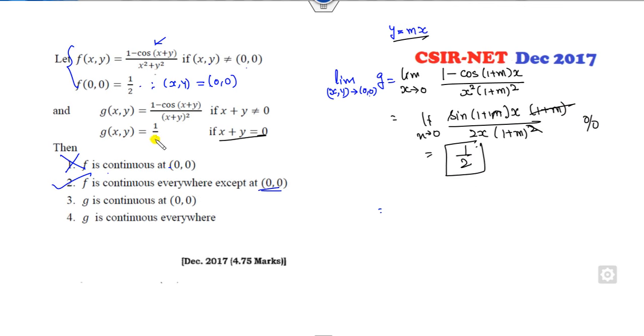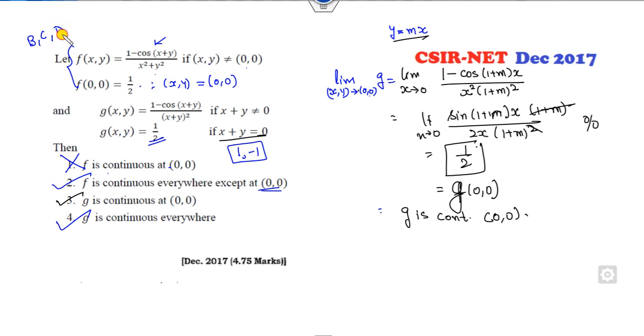And you can see this value is also the g of 0, 0. So what does it mean? The limit exists, and it means g is continuous at 0, 0. Is the function continuous? The only breaking point is 0, 0. Fine. Or 1, minus 1. If x is 1, y is minus 1, the function is half. So it is always a constant function, which is continuous. The right answers are B, C and D.